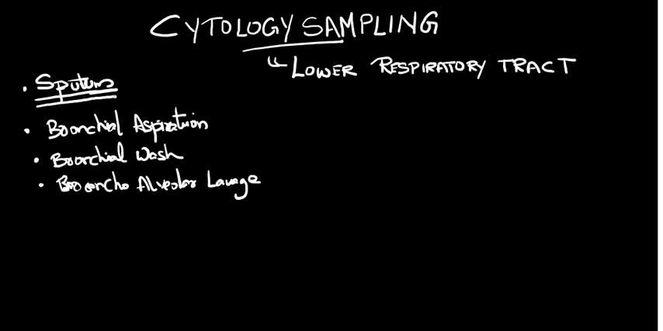Bronchoalveolar lavage is more used to look for infections like Pneumocystis carinii in people who are immunocompromised or people who have HIV. So that is one way to look for infections. Then it can also be used for looking for cancers. So that is bronchoalveolar lavage.